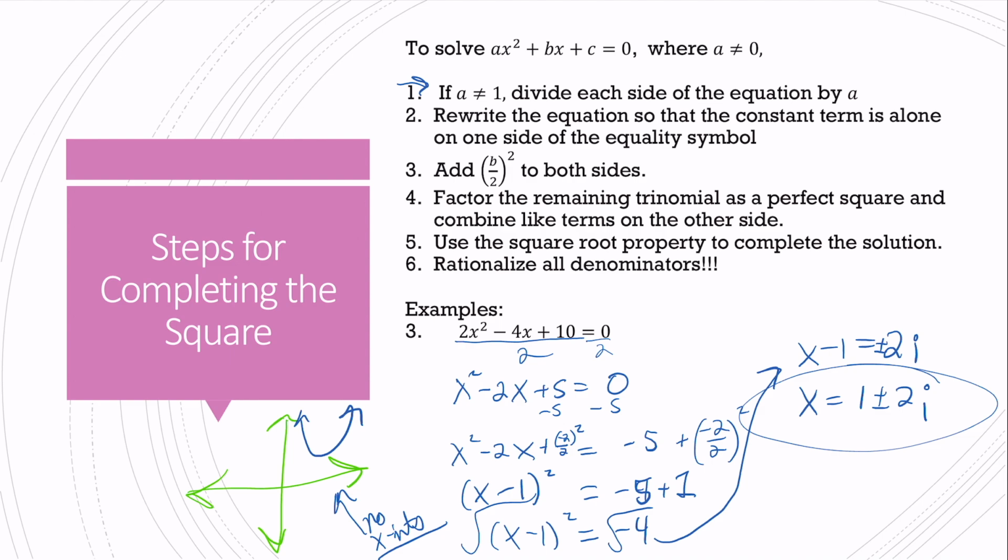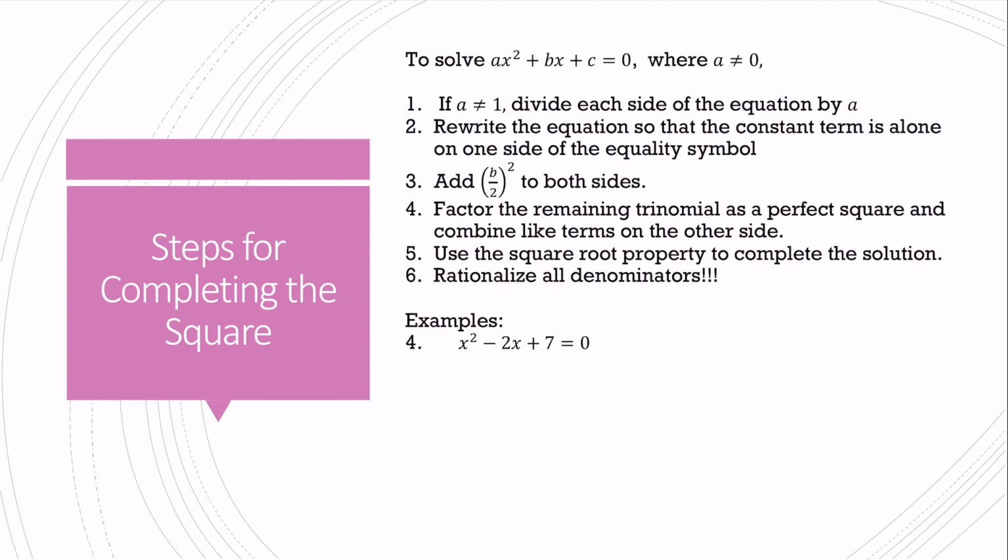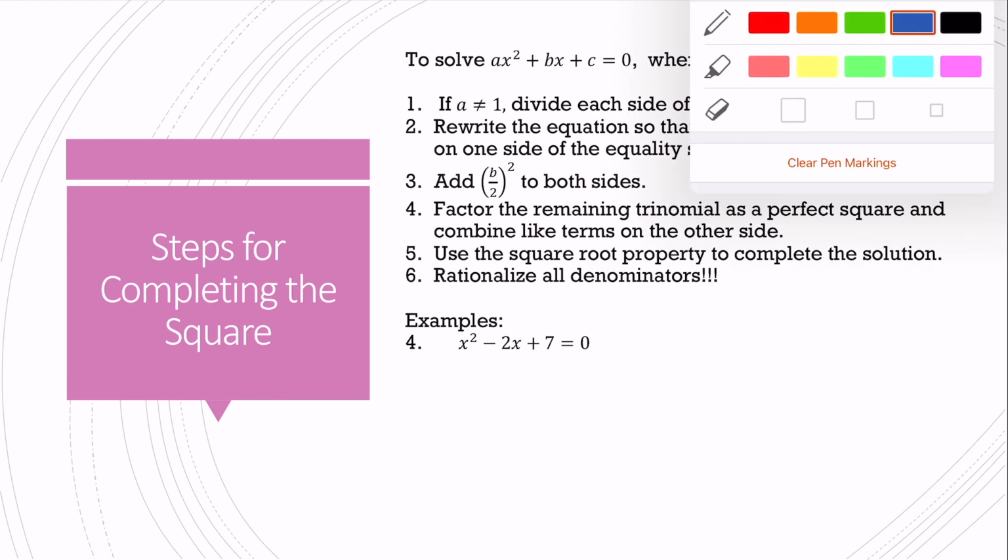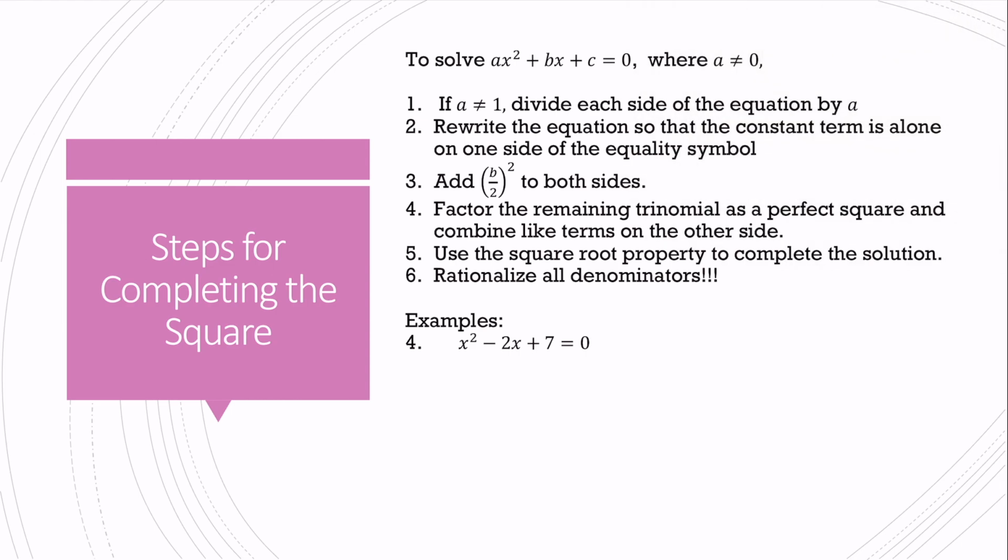Last example, I've got x squared minus 2x plus 7 is 0. Again, our a is 1, which is very nice. I subtract 7 from both sides. So I have x squared minus 2x is negative 7. I'm going to add negative 2 divided by 2 squared to both sides.